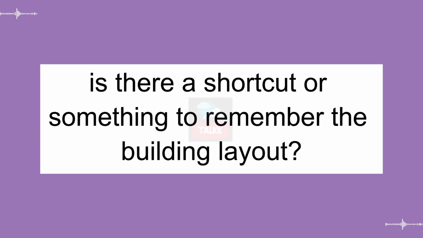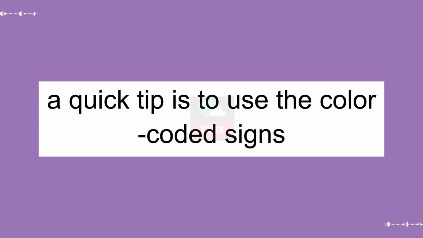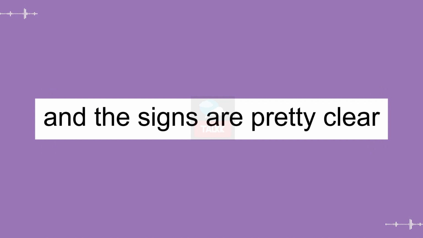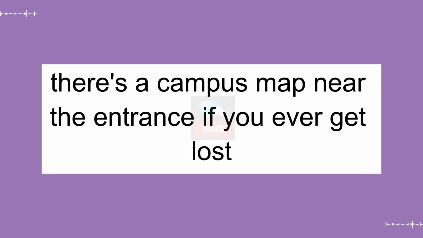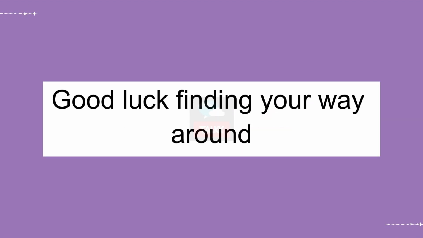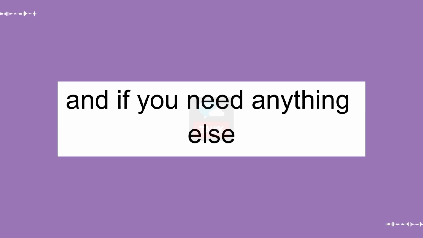I appreciate that. By the way, is there a shortcut or something to remember the building layout? Well, a quick tip is to use the color-coded signs. Each building has its own color, and the signs are pretty clear. Also, there's a campus map near the entrance if you ever get lost. Great advice. I'll keep that in mind. Thanks again for your help. You're welcome. Good luck finding your way around. And if you need anything else, just ask.